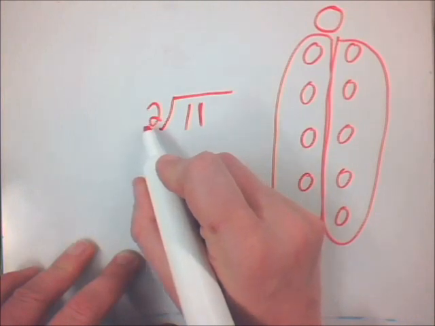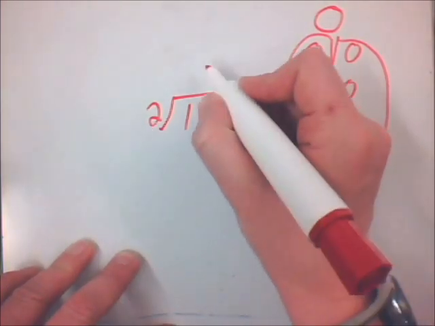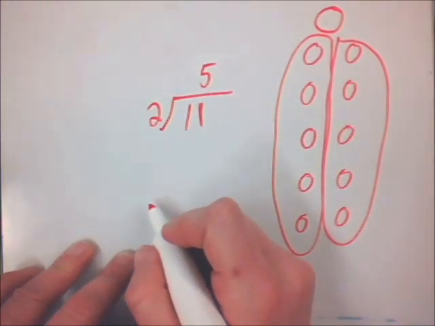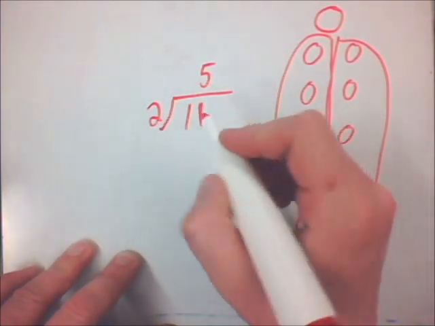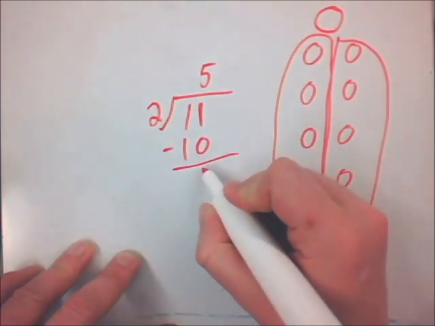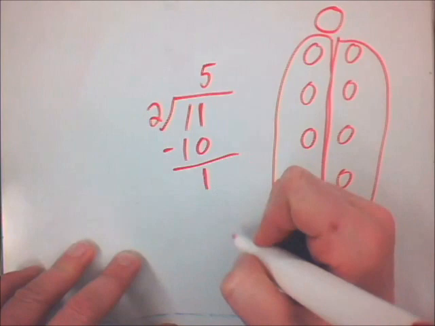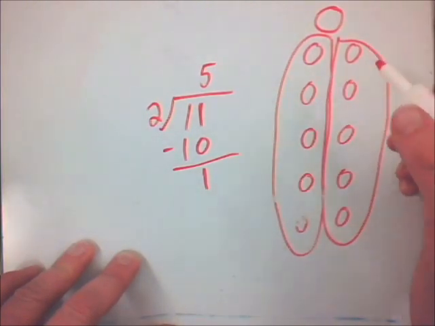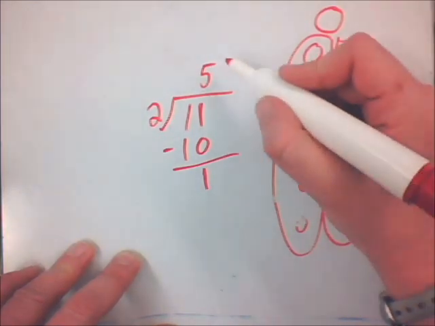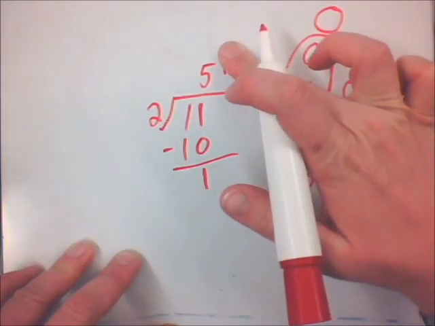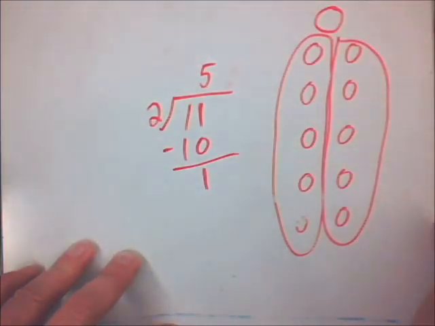Well, we know that 2 times 5 is pretty close to 11. It gives us 10. So I go 2 times 5, and then down below I write my 10. I subtract, and I end up with a 1. I could stop there, because that would be a remainder of 1. And in the past, you might have been asked to do that. You might have had 5, remainder 1, you write R1, something like that. But we're not going to stop there this time.